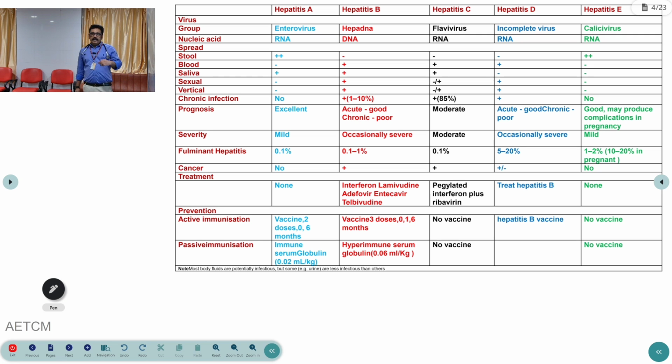Now, hepatitis A can be prevented with vaccine. Two doses have to be given, at 0 and 6 months. Hepatitis B can be prevented, especially in healthcare professionals, by giving the vaccine at 0, 1, and 6 months. And post exposure, we can give immune serum globulin. Hyperimmune serum globulin can be given in both hepatitis A and B. For other viral infections, that is not possible. So, these charts will be very helpful to understand the different types of hepatitis virus infection.